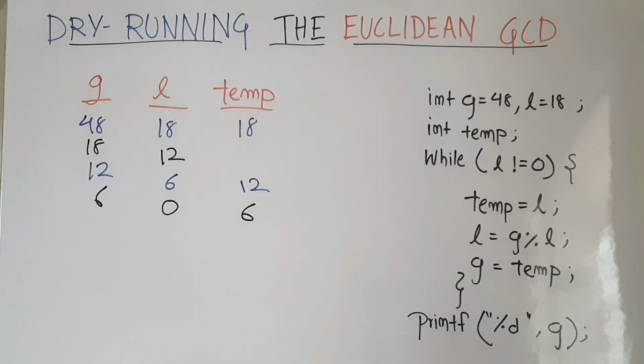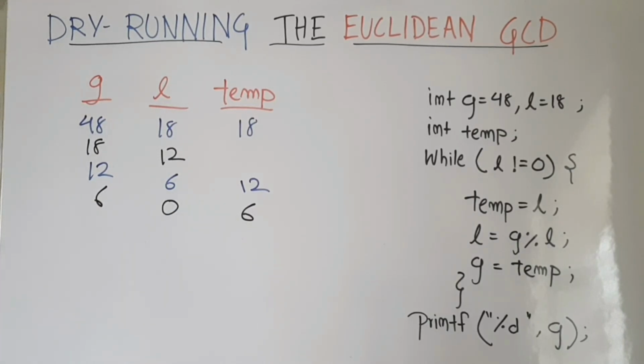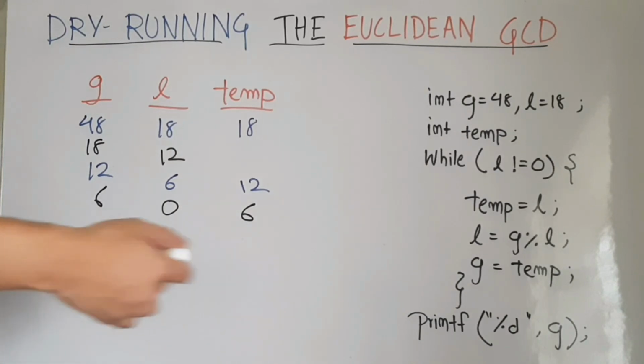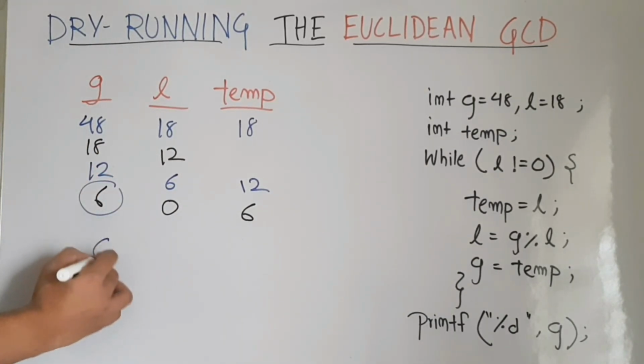We enter the loop again. Now the condition L not equal to 0 is not true because the value of L has already been assigned 0. So we skip the loop part and we go to the printf where we print G. The value of G was 6. So the output is 6.